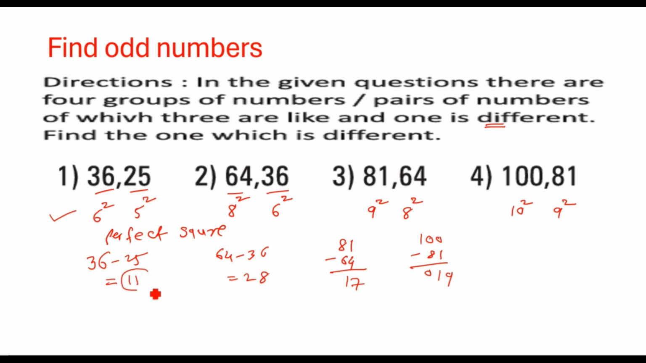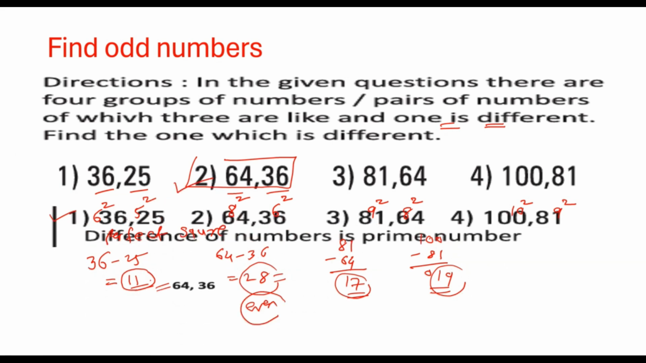So if you observe, 11, 17 and 19 are all prime numbers. Only 28 is an even number. So with respect to the even number or the prime number, 28 is the odd one, that is, option number 2, 64 and 36, will be the odd one out for this particular question. So the correct option of this question is option number 2. You can see here 36, 64 and 36.